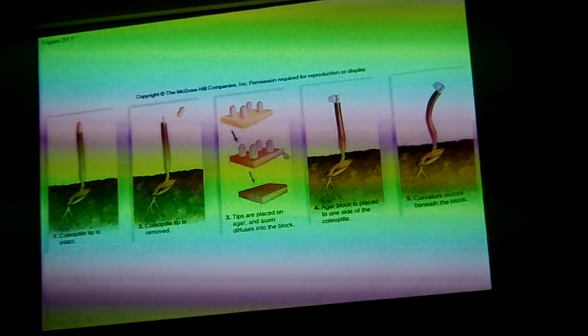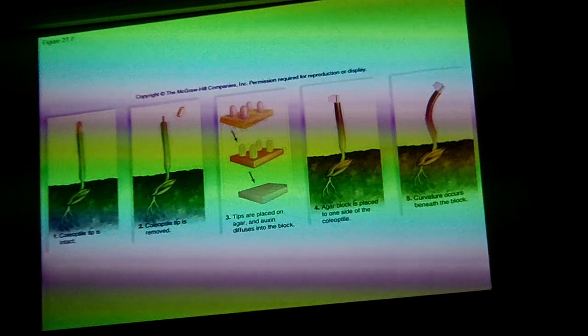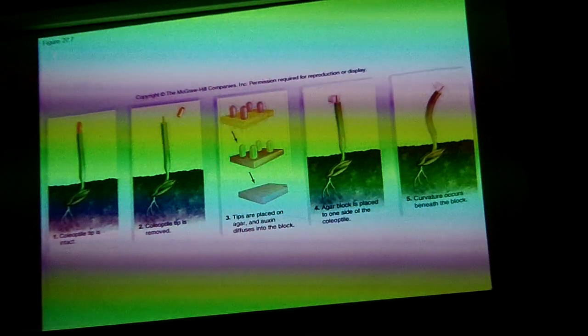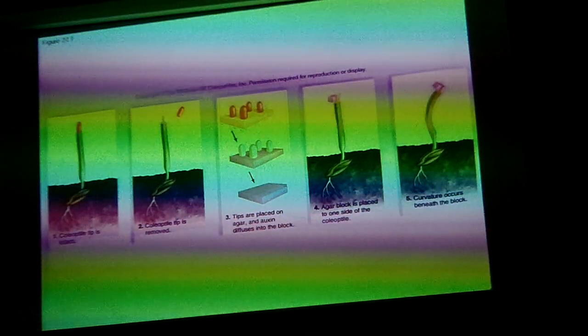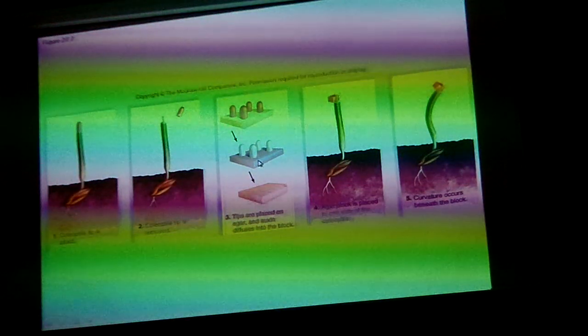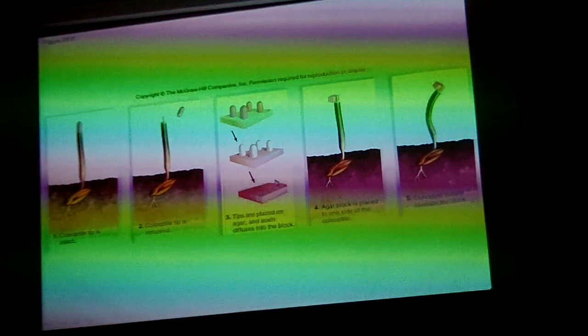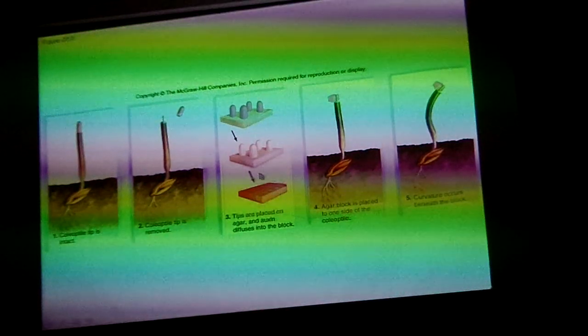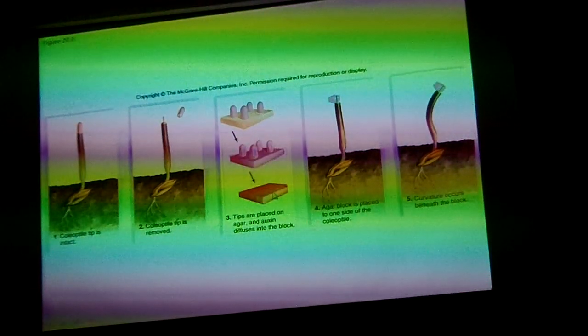Do you see that? Y'all know what agar is, right? It's that stuff that we've grown bacteria on. It's like wax. A guy named Frits Went did this. And now the agar is full of plant hormone, basically.